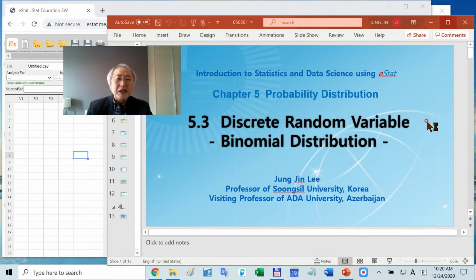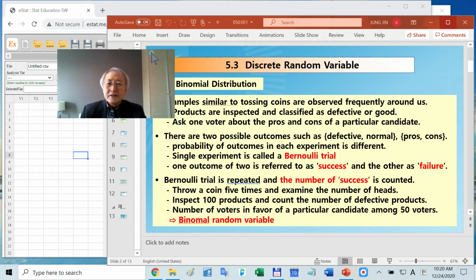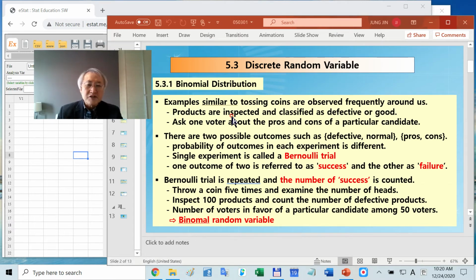Let's discuss binomial distribution. We already discussed this example, tossing a coin 2 times. There are many similar examples like tossing a coin. In a factory, if you inspect a product, you can classify it as either defective or good. Or if you ask one voter whether she likes a certain candidate or not, well, it is similar to tossing a coin.